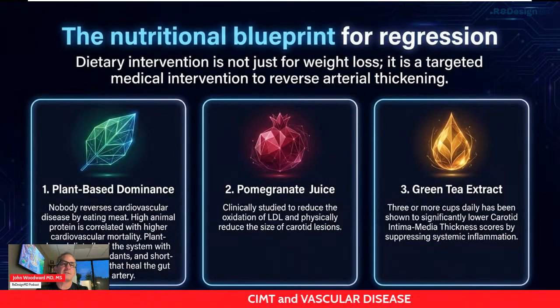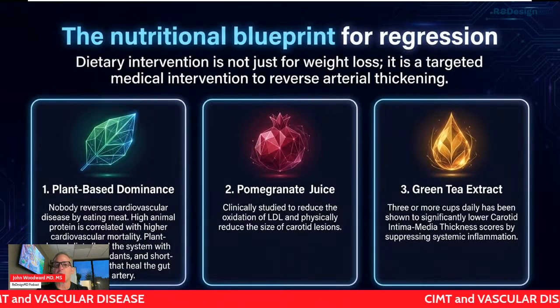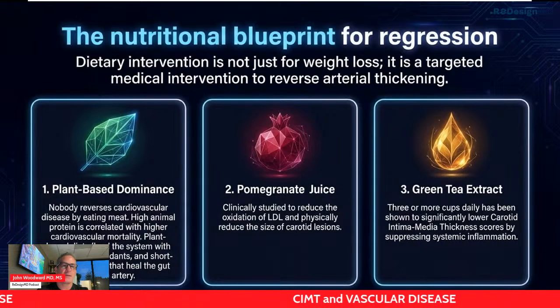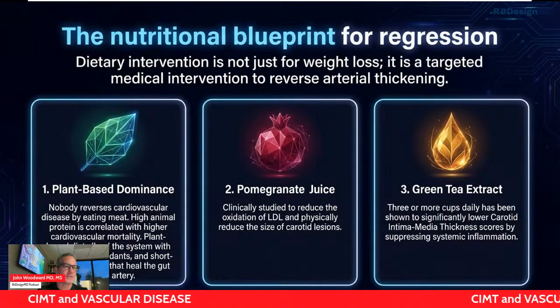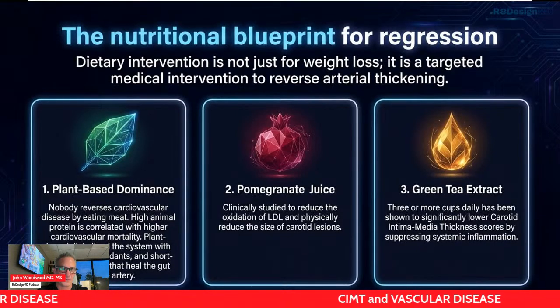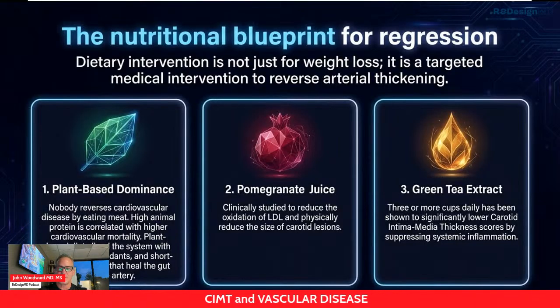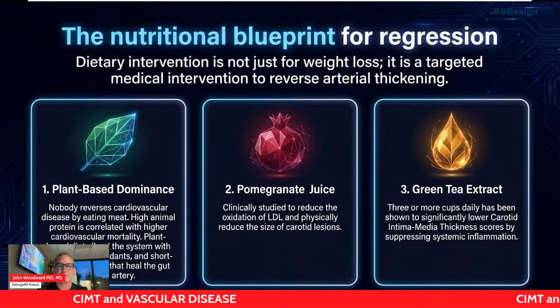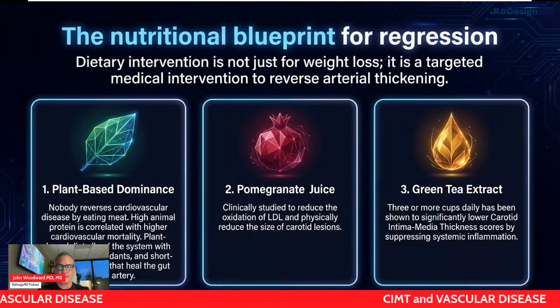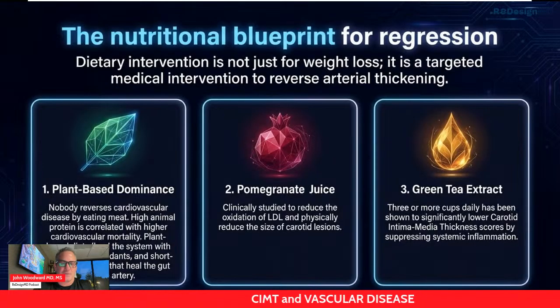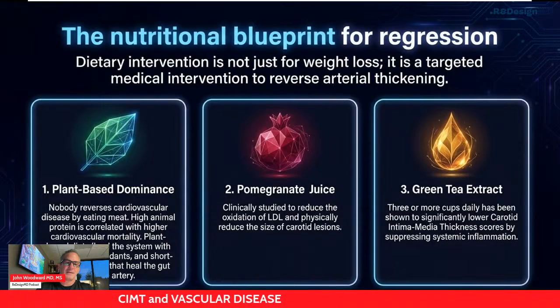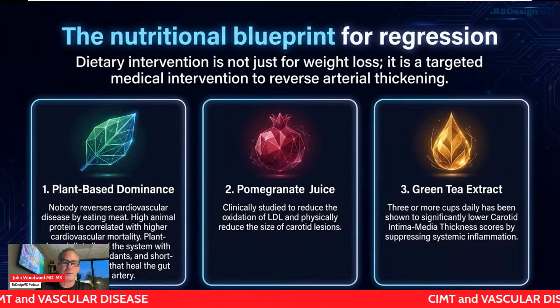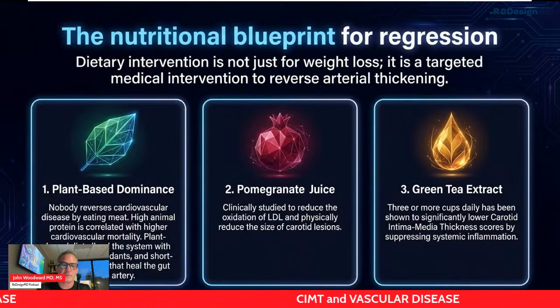Some key pieces here on nutrition, the nutritional blueprint for regression. Plant-based dominance. Where do low inflammatory and low oxidative foods come from? From plants, guys. There's no other way around it. The data is huge. It's enormous. It's impossible to even debate at this point. I know there are some silly concepts out there. I'm not even going to go into debunking all those. We can talk about those at the end and see if those are some concerns you have. But plants are king when you're trying to scrub your vascular system and stabilize plaque, reverse plaque. All of those things are great.